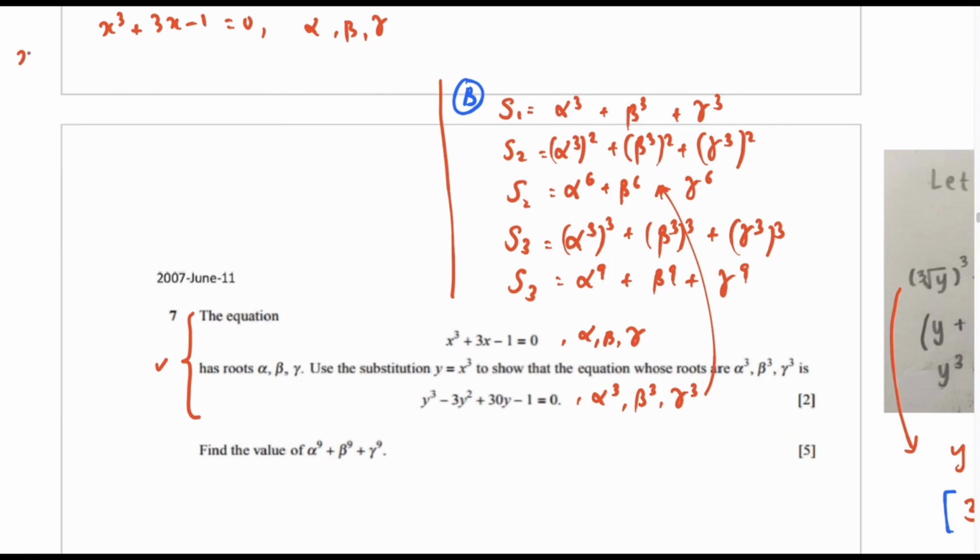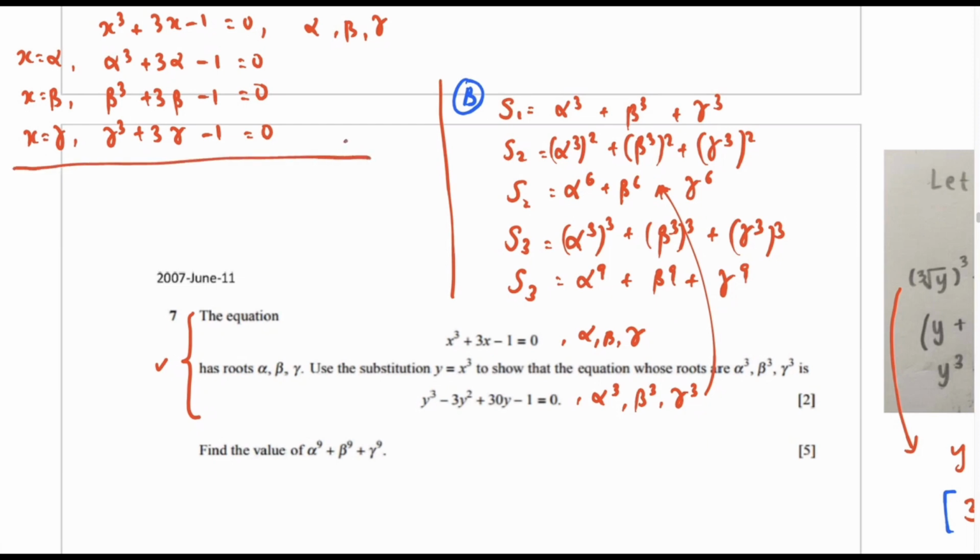So if I put alpha inside, if x equals alpha, then I will get alpha cubed, minus 3 alpha, minus 1 equals 0. If I put beta, then I will get beta cubed minus 3 beta minus 1. If I put gamma, then I will get gamma cubed minus 3 gamma minus 1. So if I put the roots into the cubic equation, I get something like this. And now let's see something. If I purposely add up the three equations, I add up alpha cubed, beta cubed, gamma cubed, I add up these three and factorize three at the same time.